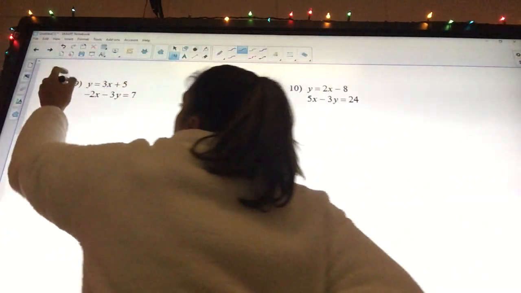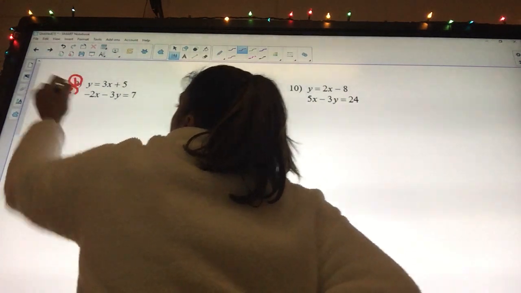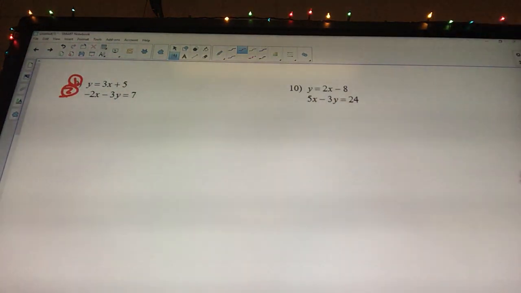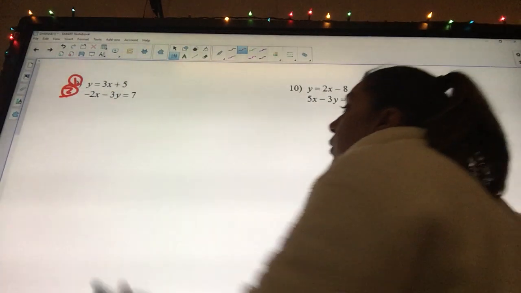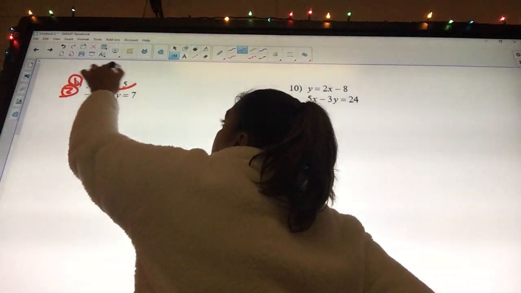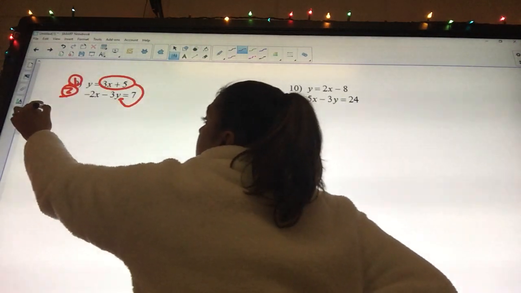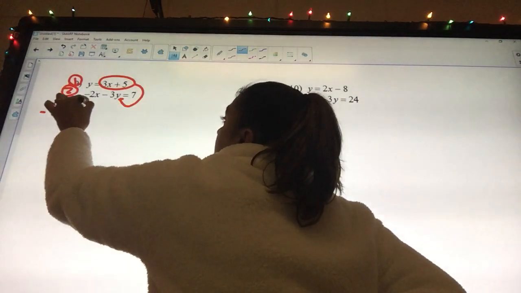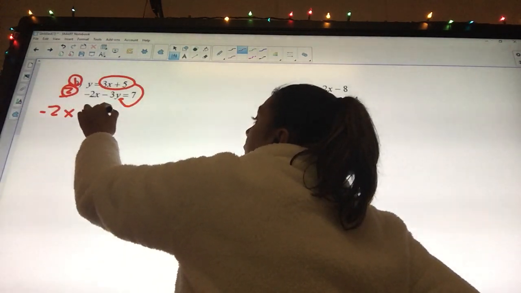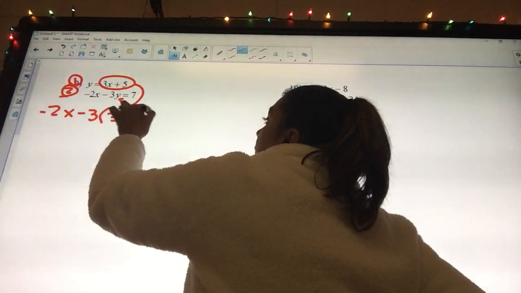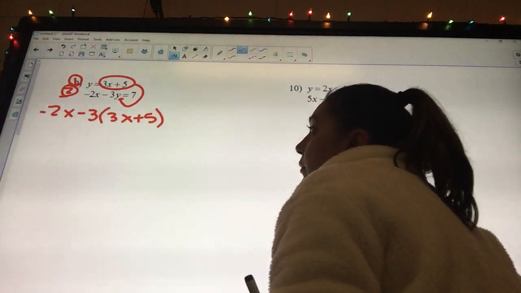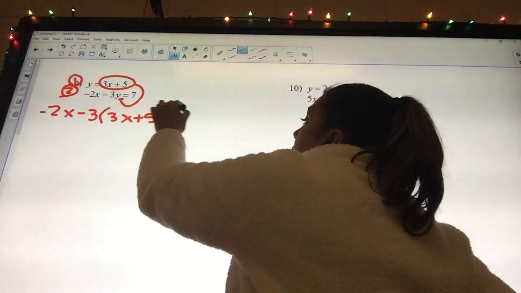Okay, number 9, we're going to label equation 1, equation 2. We solve 1 for y, okay, so 1 is already solved for y, so we can circle it and we plug it into the other equation wherever there's a y. So it's negative 2x minus 3, and my y is 3x plus 5 equals 7.